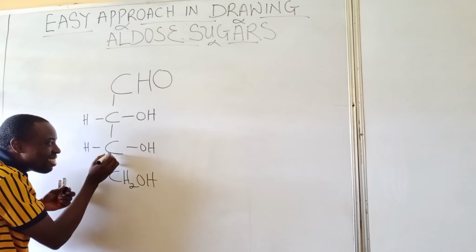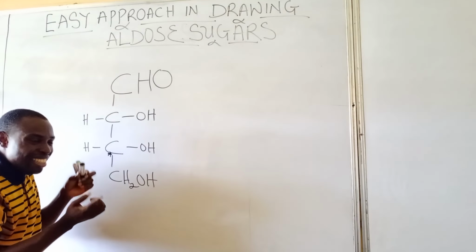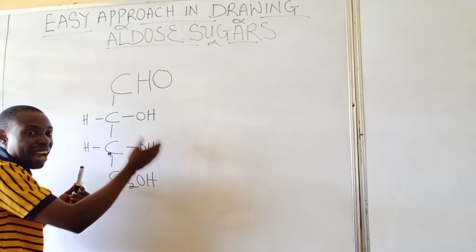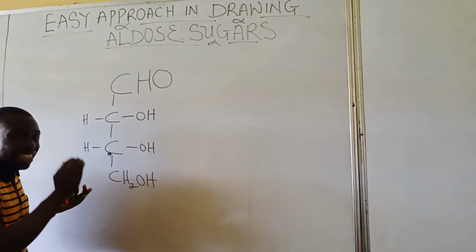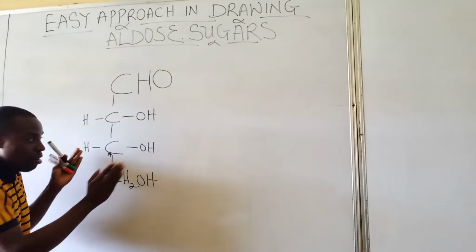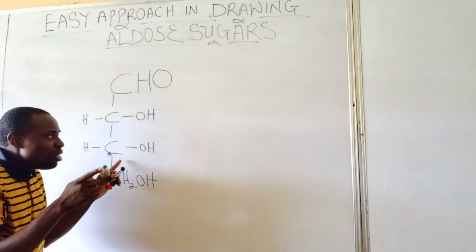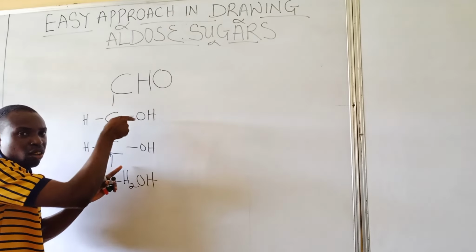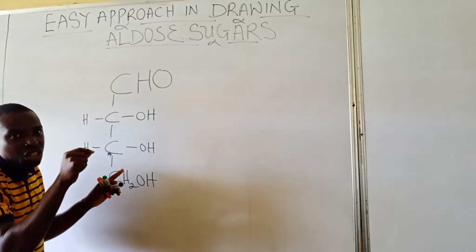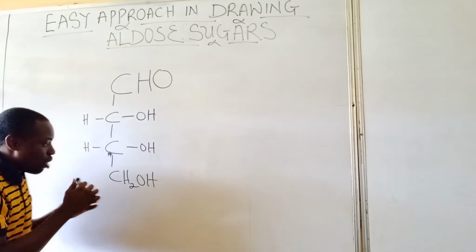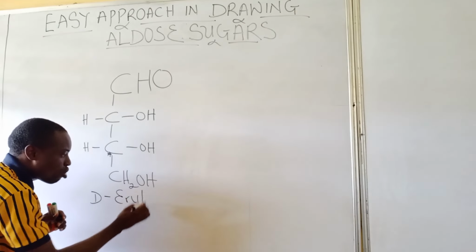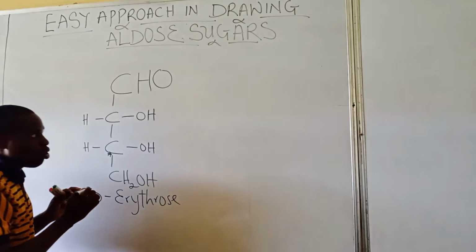It is this last chiral center that determines whether it will be D or L. If the OH is to the right, simple approach, it will be called a D sugar. But if this OH was to be here, it will be called an L sugar. That's why when everything changes for the second, third, fourth carbon, the last chiral carbon does not change. Just take note for the easy approach. This is what we call a D-erythrose. A D-erythrose.